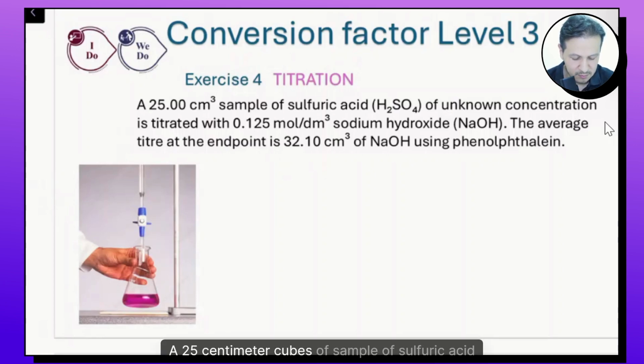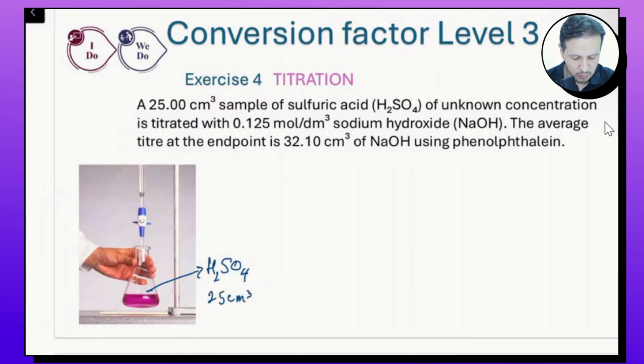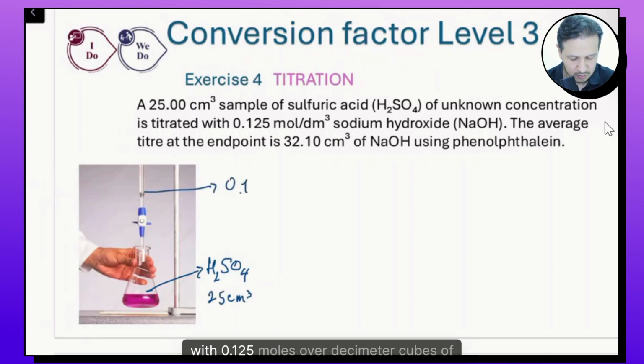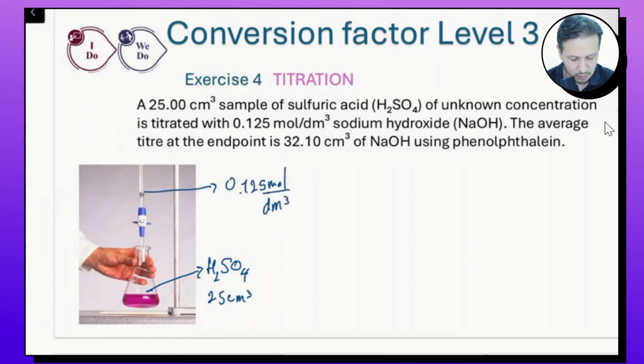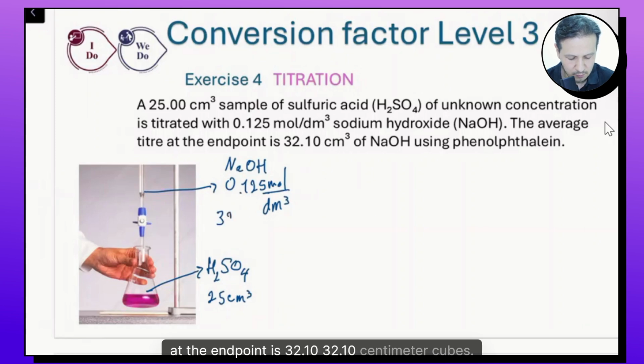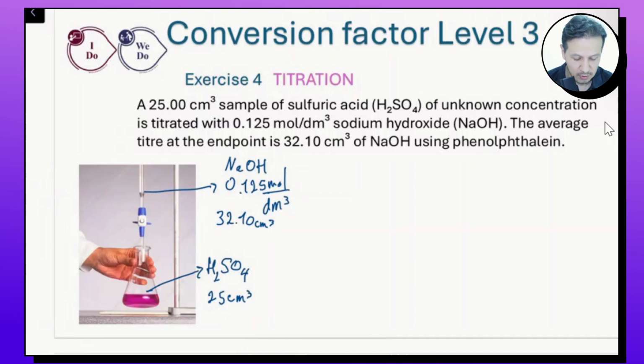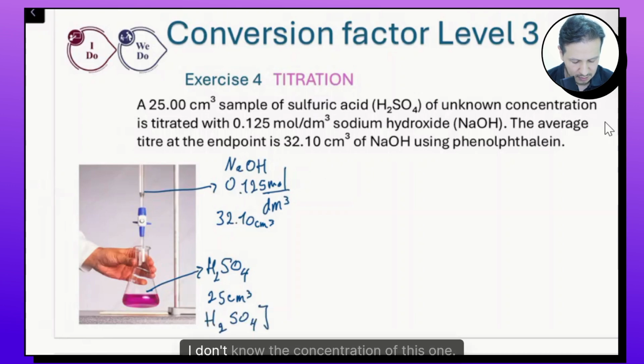A 25 cm³ sample of sulfuric acid of unknown concentration is titrated. So here we have sulfuric acid, H2SO4, and we have 25 cm³. It is titrated with 0.125 mol/dm³ of sodium hydroxide. The average titre at the end point is 32.10 cm³. So this is the information that I will use to solve the titration. The question is: determine the concentration of sulfuric acid. I don't know the concentration of H2SO4, so that's the one that I need to find.